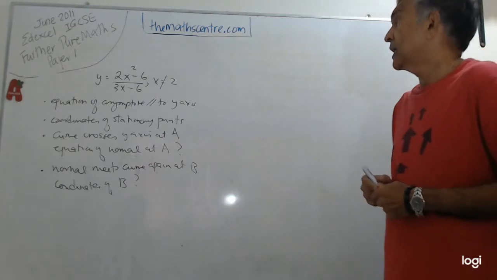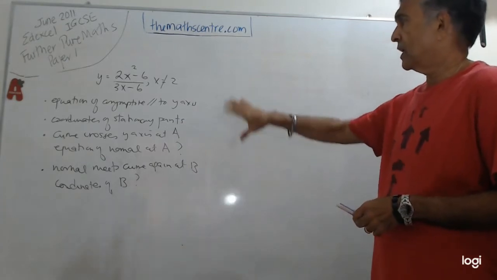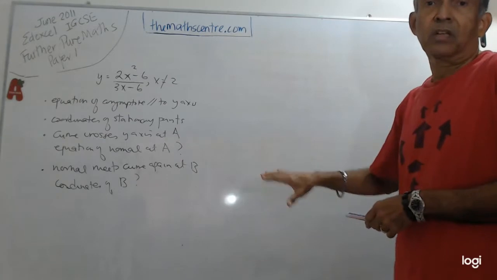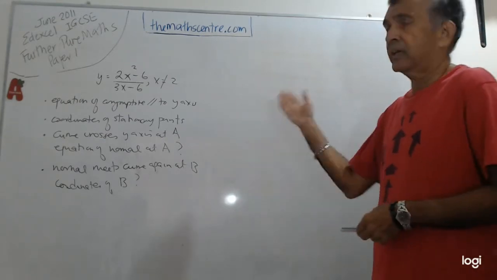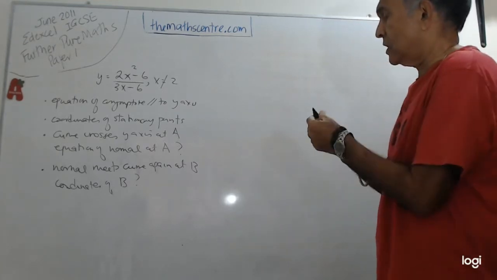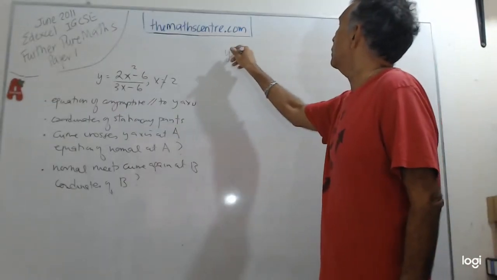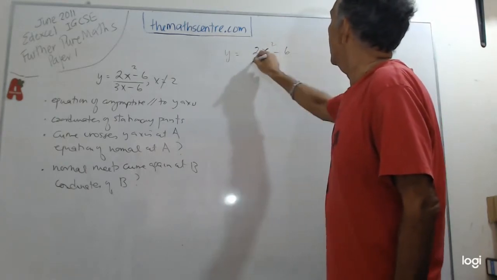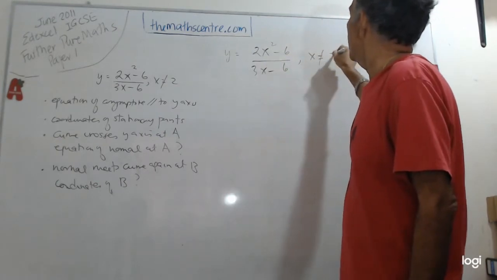Okay, let's start. What's on the board is a paraphrase of the question, where I've written the essential information. For details of the question, you can look it up on the Edexcel website. So we are starting with this question. We are given y equals 2x squared minus 6 over 3x minus 6, x not equal to 2.